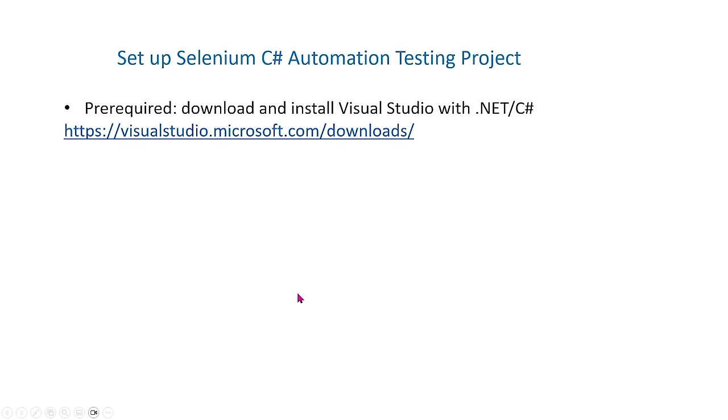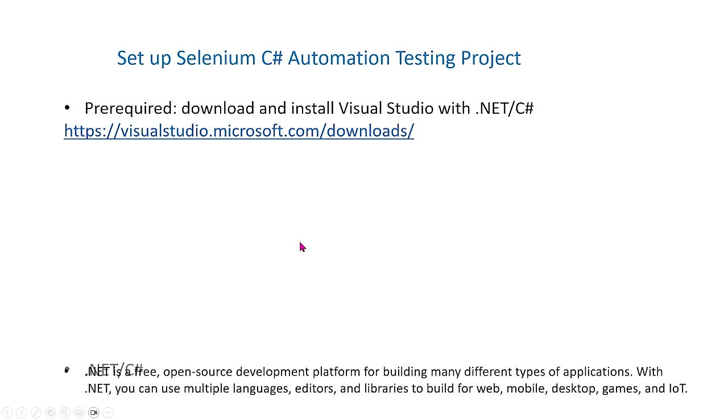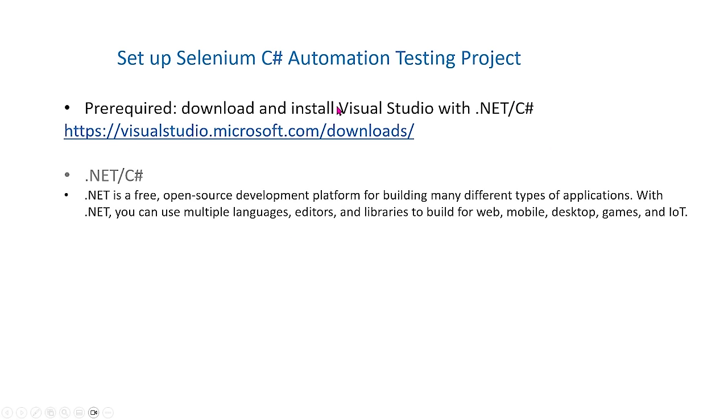Now, how do you set up your Selenium C# automation project? We're going to first talk about setting up, because some of you might be new to this. First, you need to download and install Visual Studio with .NET C#, and you can download it at this link right here. Before we go to the next thing, I'm just going to describe what this is. .NET is a free, open source development platform for building many different types of applications. With .NET, you can use multiple languages, editors, and libraries to build for web, mobile, desktop, games, and IoT.